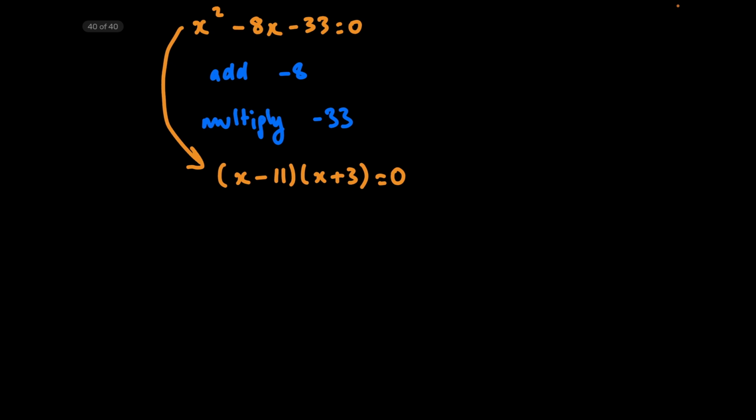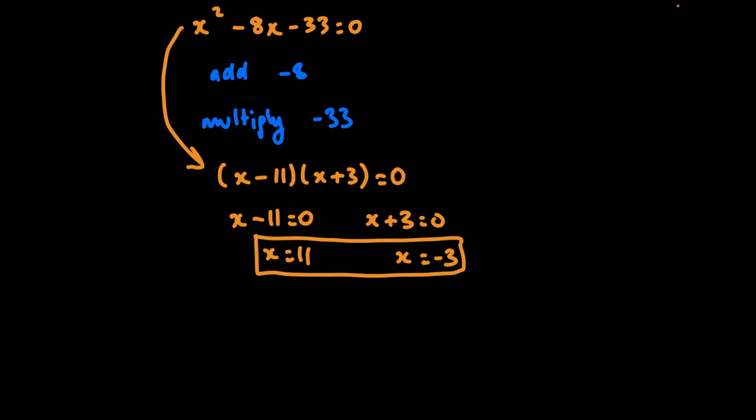And we can use the null factor rule. x minus 11 is equal to 0, in which case x equals 11. And then x plus 3 equals 0, in which case x is equal to minus 3. Those are your two solutions.